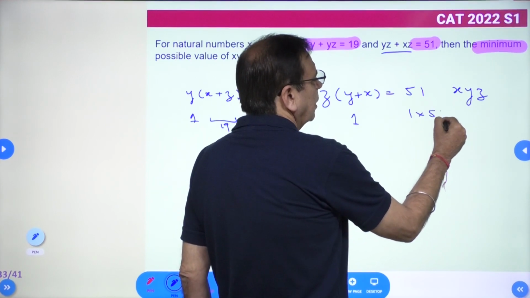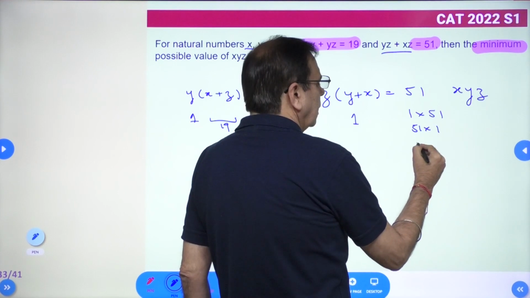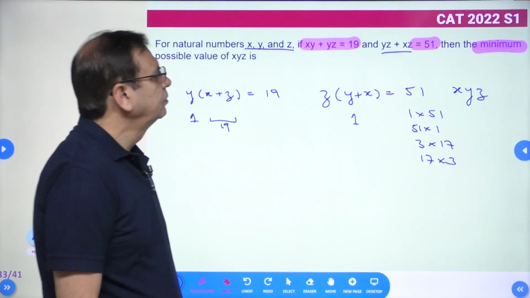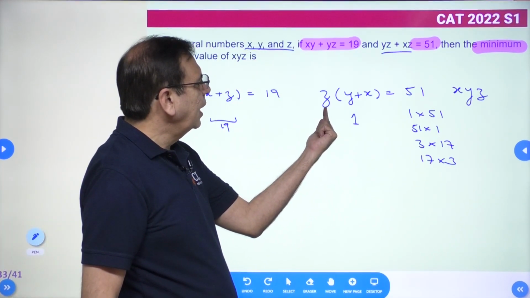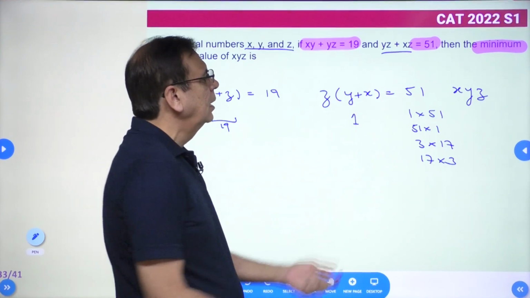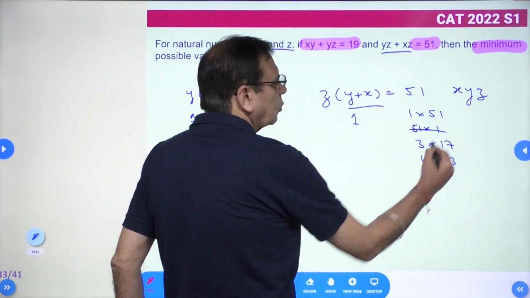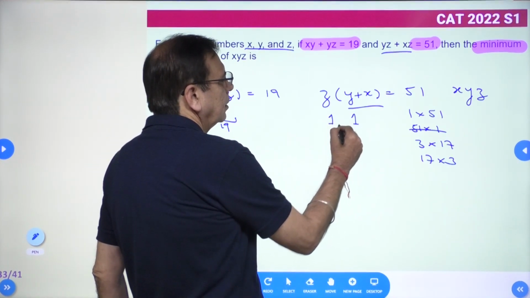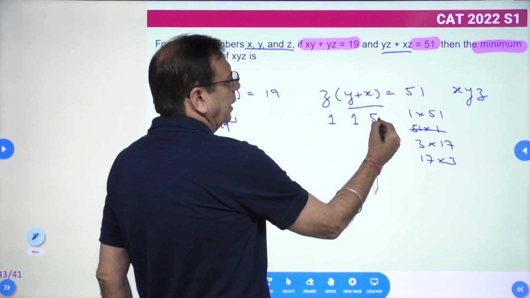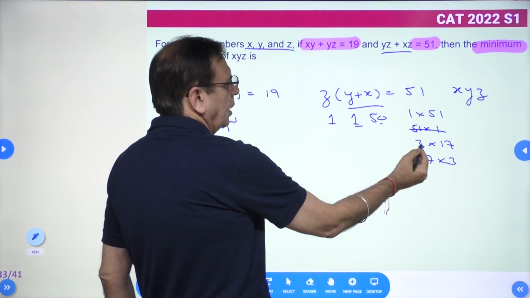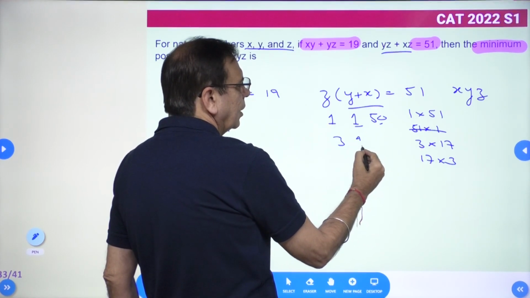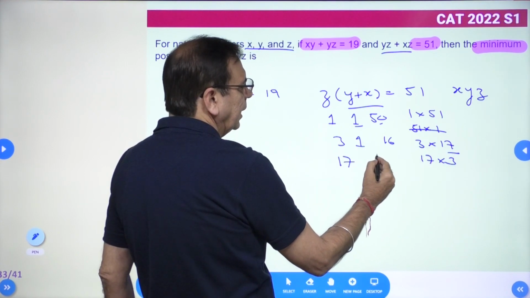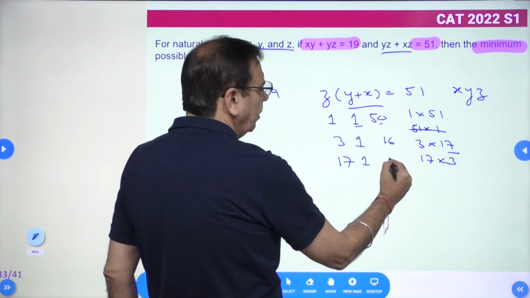Now let's see the possibilities for 51: 1 into 51, then 51 into 1, then 3 into 17, then 17 into 3. Four cases. Now y plus z cannot be 1, so that case goes away completely. Now let's look at the other three cases. If z is 1, x will be 50, because 50 plus 1 is 51. If z is 3, with y being 1, x will become 16, because 16 plus 1 is 17. And if this is 17, y is 1, x will be 2.